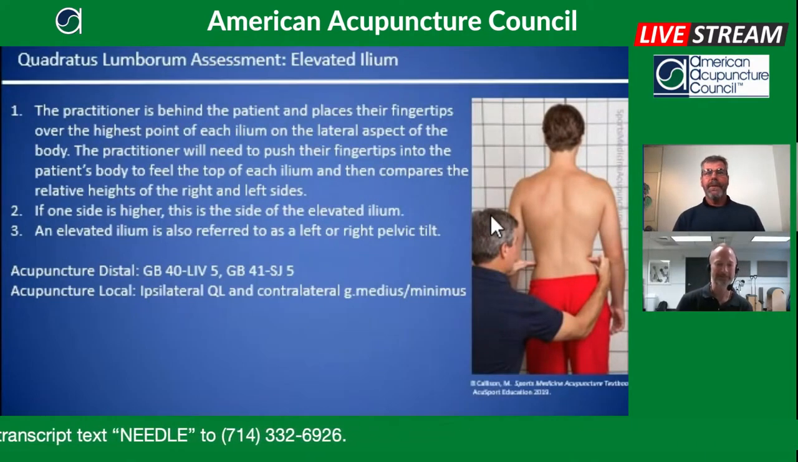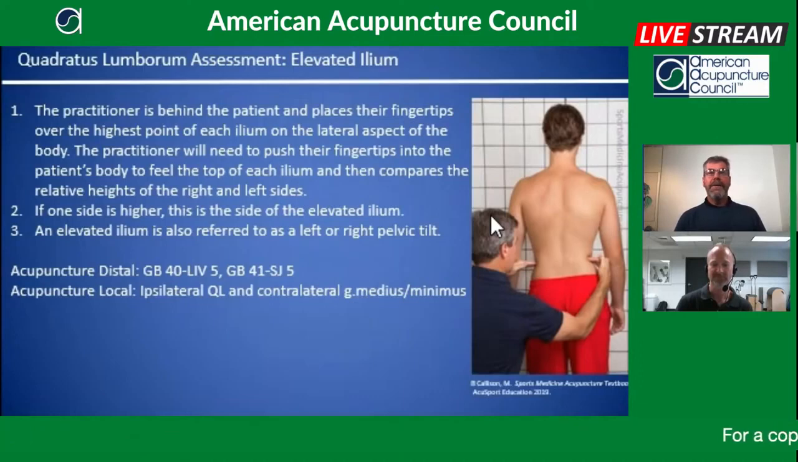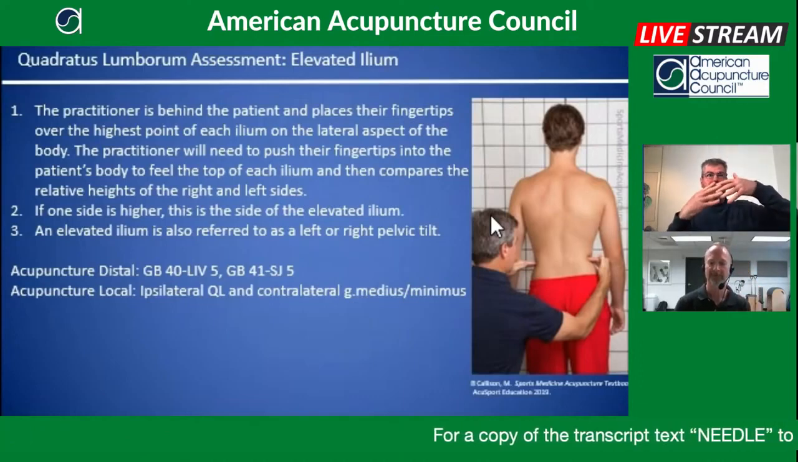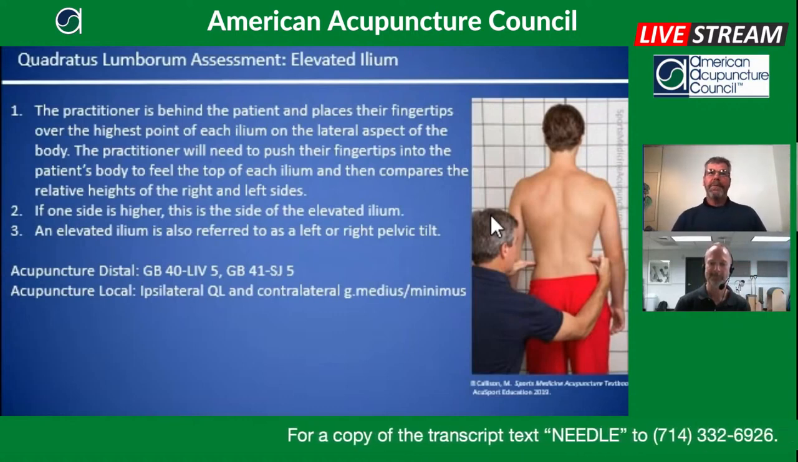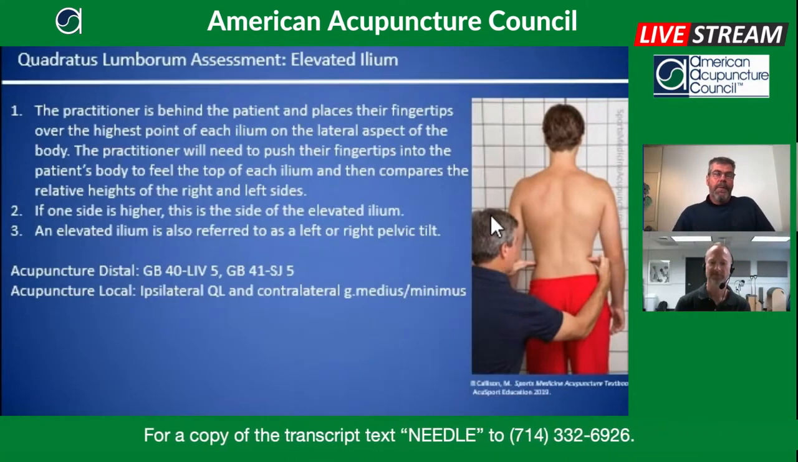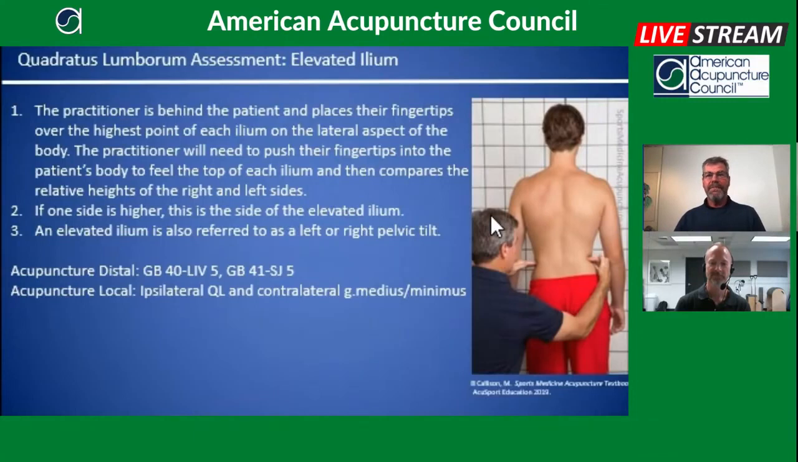No, go ahead. Okay, so with elevated ilium, this is one thing that we can look for: we know that the quadratus lumborum, the myofilaments, the actin and the myosin, are going to be in a locked short position. And it's not because it's pulling on the ilium, pulling upward, but because the glute medius and minimus have weakened and are allowing that ilium to actually rise up.